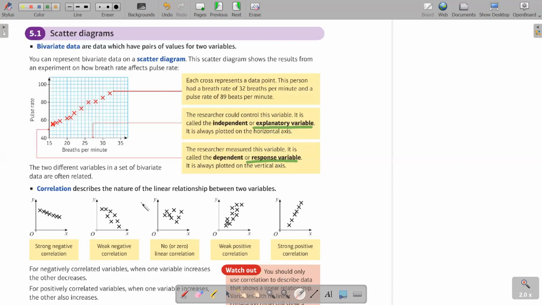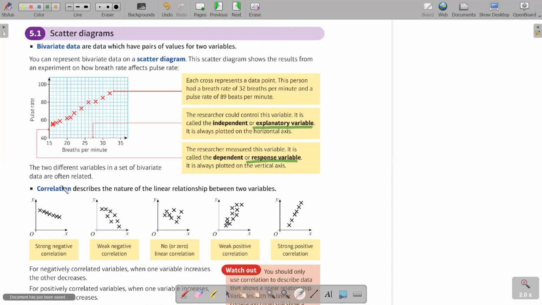Okay, so then the next thing they say is the two different variables in a set of bivariate data are often related. So basically, most of the time when you are drawing these kinds of scatter diagrams, what's the point of drawing the scatter diagram? Why are we drawing it? The reason we are drawing it is we want to see whether there is some sort of a relationship between these two data.